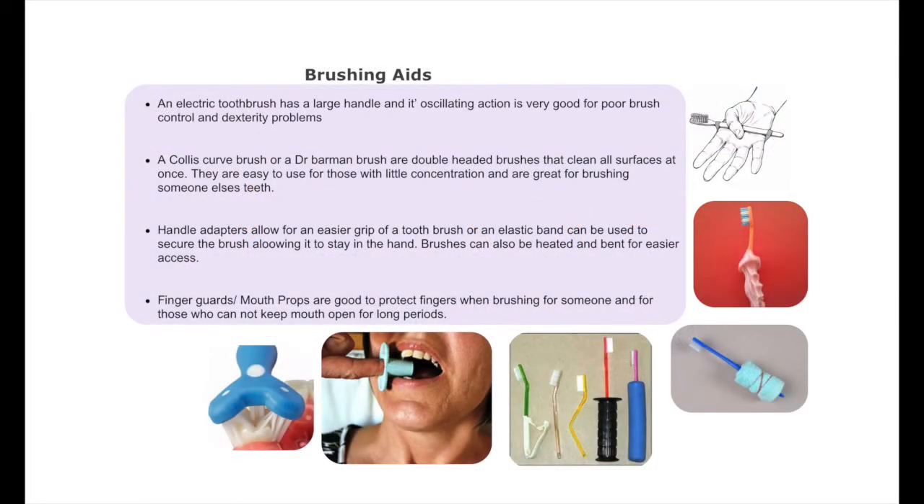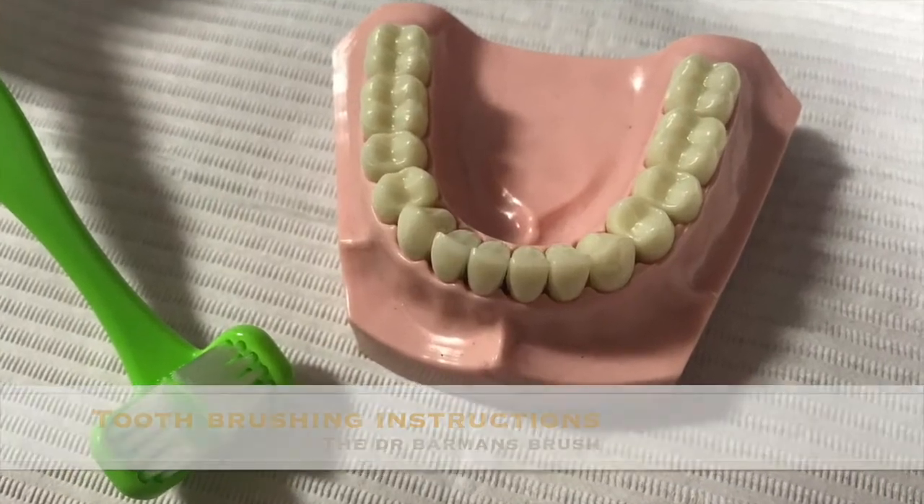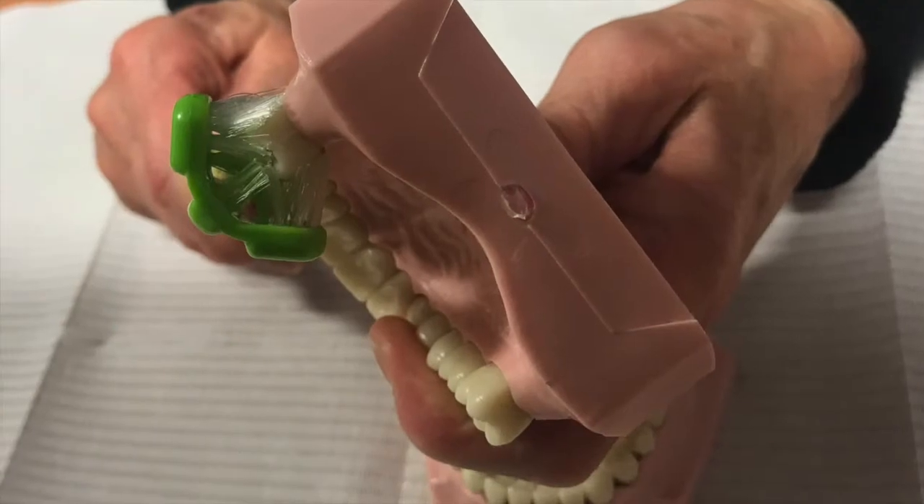I have already mentioned how brushes and handles can be adapted. The Dr. Bauman's brush can be a great alternative when windows of opportunity are limited, or when someone is not able to cope with toothbrushing for very long. The video provides a demonstration on how this brush should be used. This video will demonstrate how a double-headed Dr. Bauman's brush should be used.